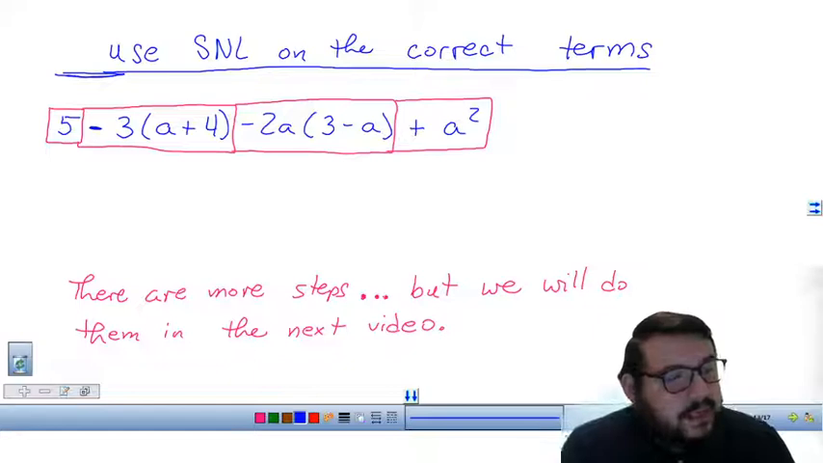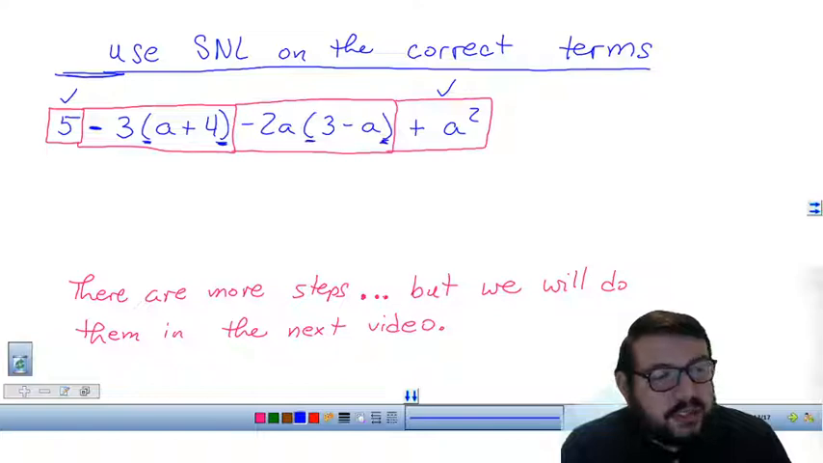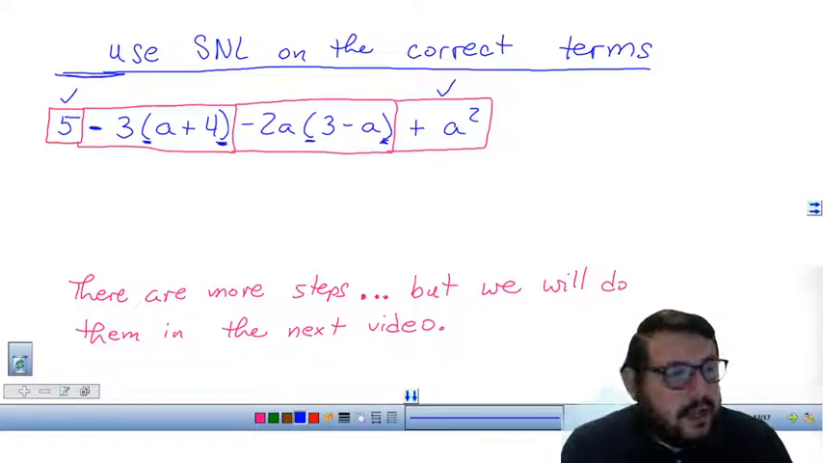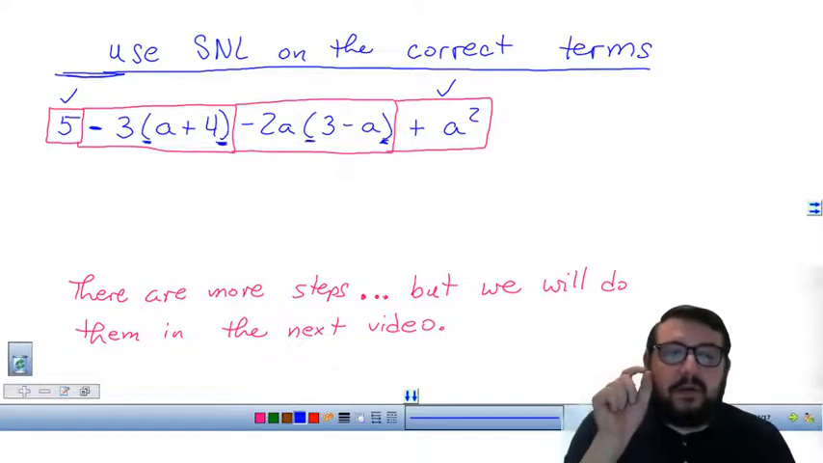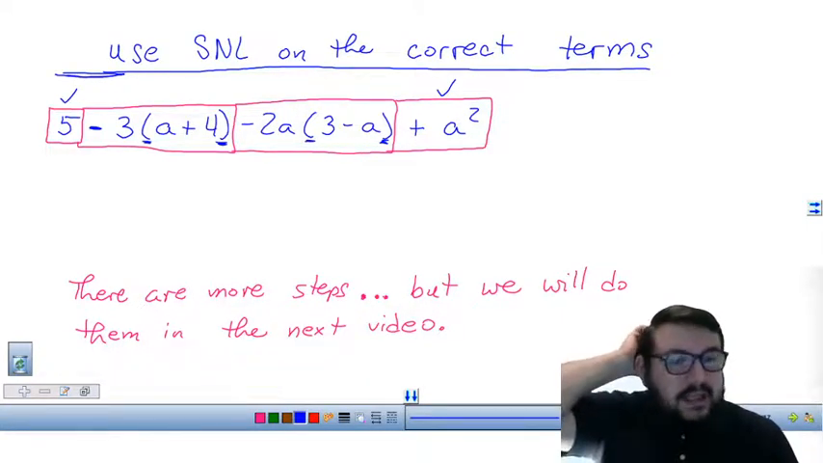Well, I can see that the first term has no parentheses, so that 5 is going to be okay for now. This one has parentheses, so it's going to get some work. This one has parentheses, so it's going to get some work. And this one does not have parentheses, so I'm going to leave it alone for now. Okay, so now I'm just going to focus on these two terms. And you see now why terms are useful. The terms are allowing me to break this down into smaller problems so that it doesn't have to look so scary.